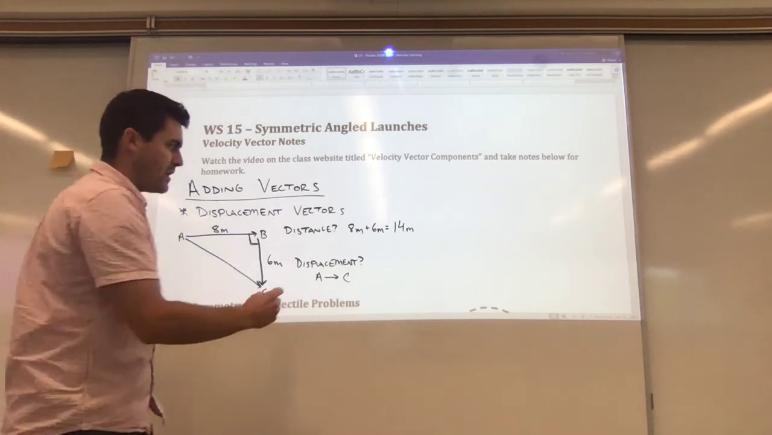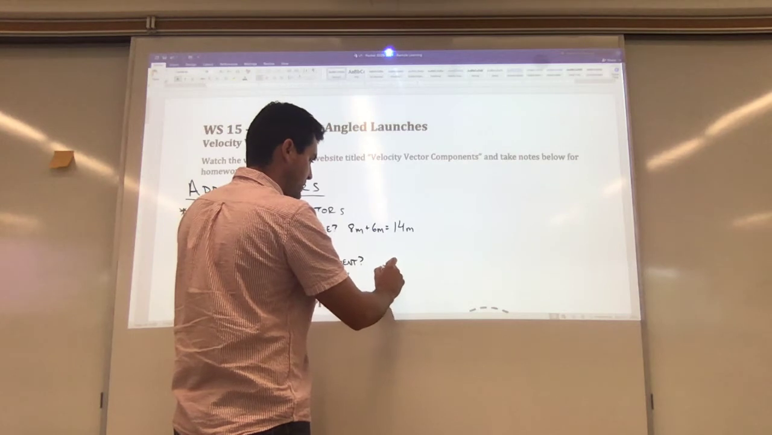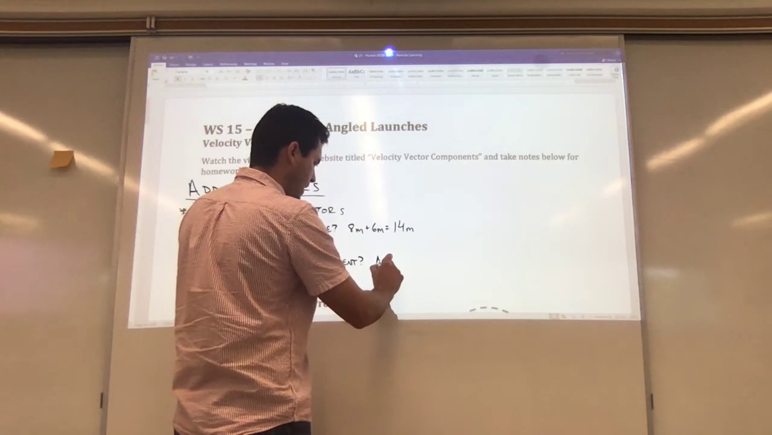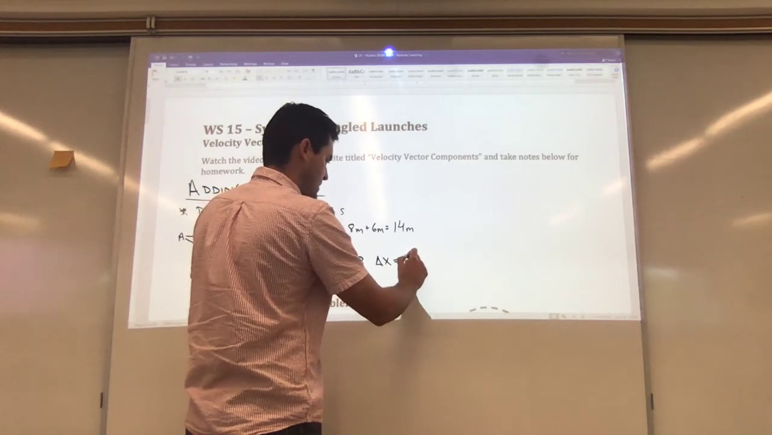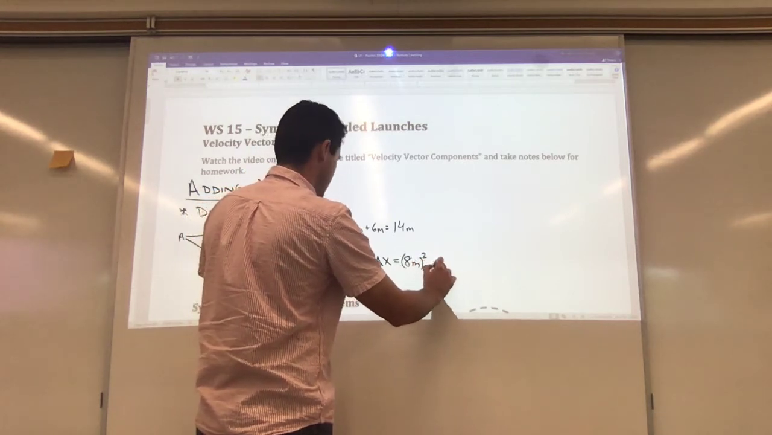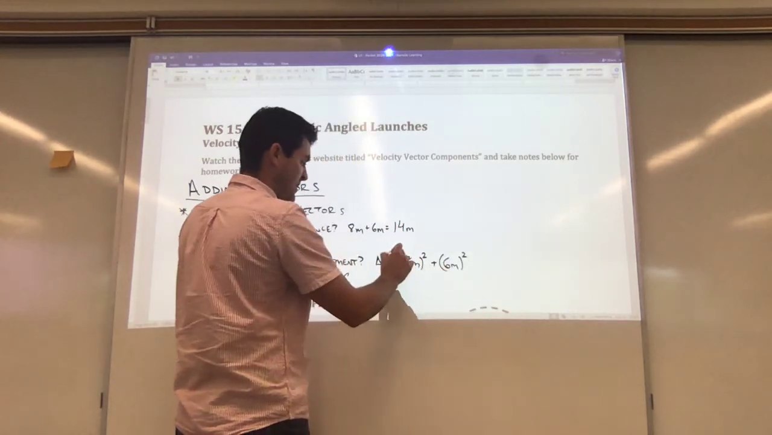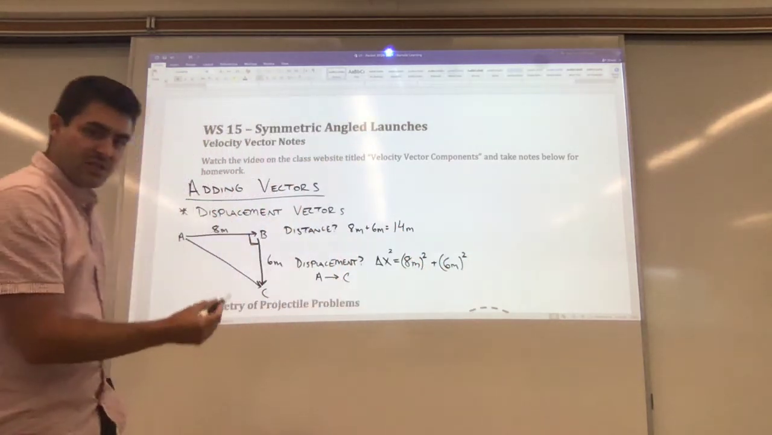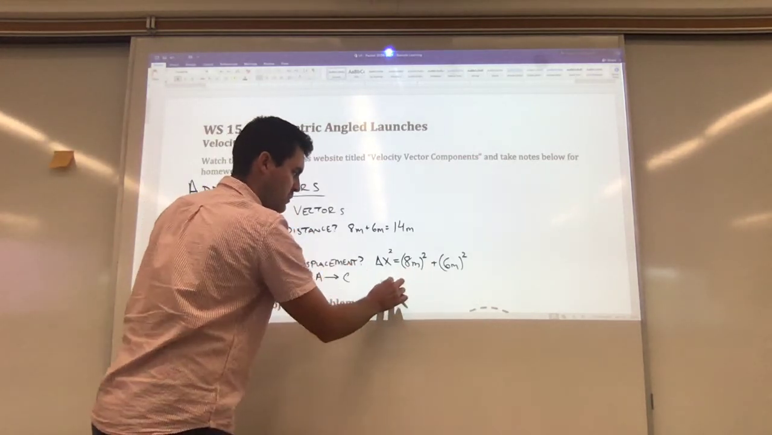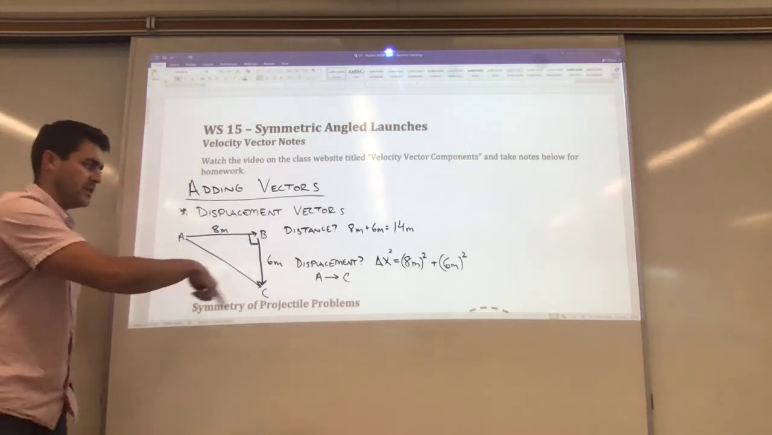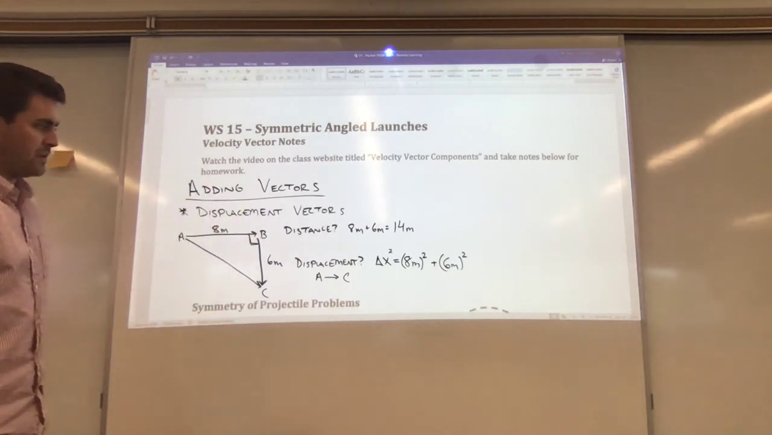Okay? We can go ahead and use the Pythagorean Theorem. We can say that our displacement, our change in position, is going to be equal to 8 meters squared plus 6 meters squared. And actually, this is our displacement squared. Do you see the Pythagorean theorem there? Do you see my a squared plus b squared equals c squared? That's what I've done here. To find the length of this side, I've gone ahead and used my Pythagorean theorem.